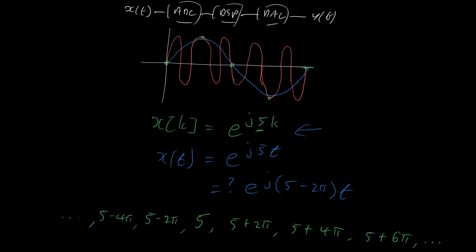Out of all these possible choices, because we know that x of t is band limited, we know that the choice must be the one closest to 0. And so we see x of t must be the complex exponential sinusoid with this frequency 5 minus 2 pi. Any other possibility would mean that x of t contains frequencies higher than it should. Remember, we were told x of t is band limited.